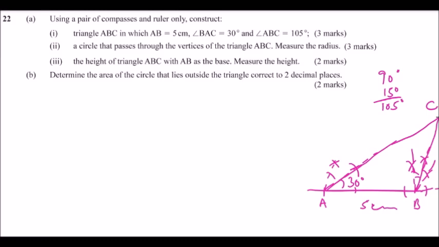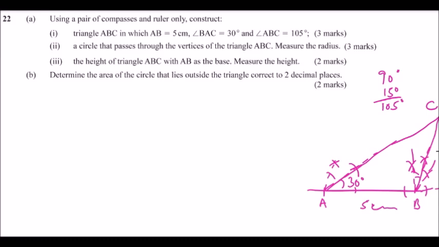So from there you construct a circle that passes through the vertices A, B, C. To get a circle that touches the 3 vertices of a triangle, we bisect 2 sides, where the lines of bisection meet, that is the center of the circle. So you extend your compass and draw a circle.